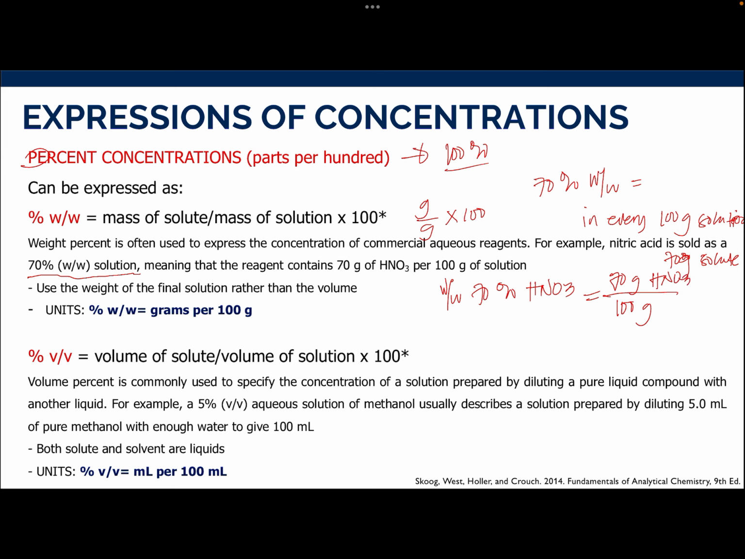And the next one, similar, is the percent volume over volume. For example, if I have 5% volume over volume, the meaning of that is that in every 100 ml, I have 5 ml of solute. That is the meaning.